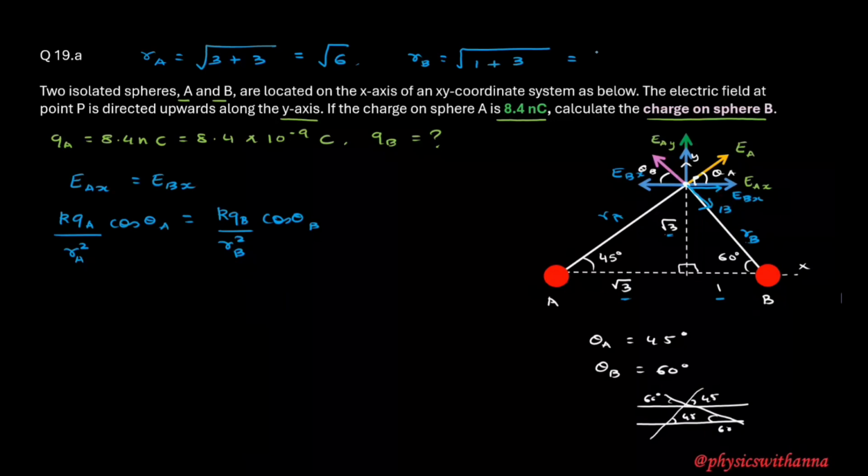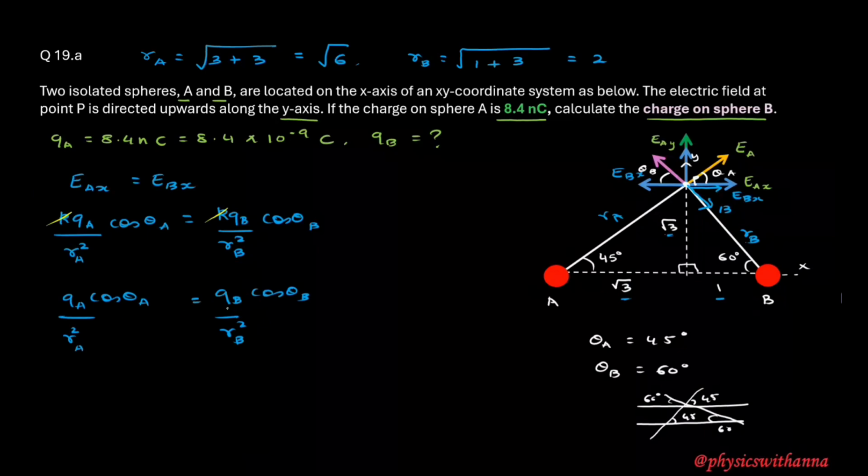That gives you RB to be equal to 2. Now we can cancel off the common terms and substitute the values. So I can remove these k and we rewrite the expression as QA cosine theta A over RA squared equals QB cosine theta B over RB squared. We need to find QB, so let's rearrange everything and write in terms of QB.